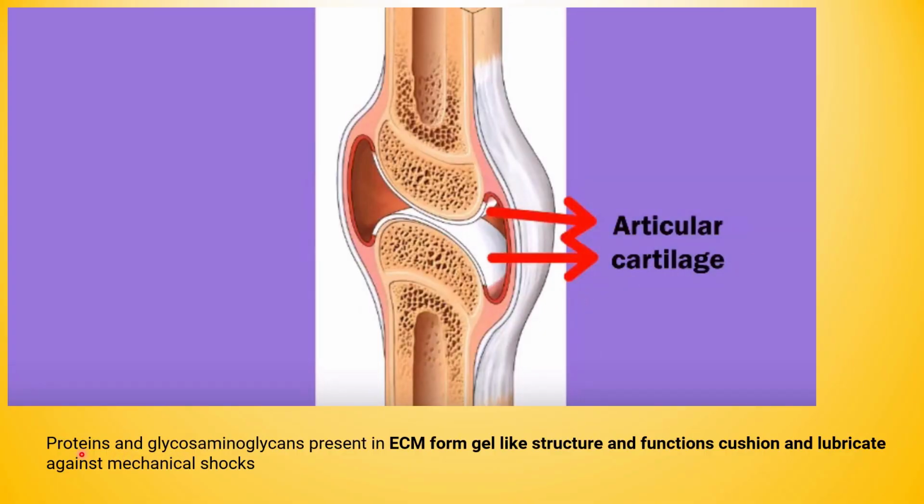Then, as we already discussed, the protein and glycosaminoglycan present in extracellular matrix act like a gel-like structure, as a cushion, and lubricate against mechanical shock. These are the articular cartilages, which are made up of extracellular matrix, and they protect the joint and bone against friction. This articular cartilage reduces friction here. So these are the functions of extracellular matrix, and it helps against injury.